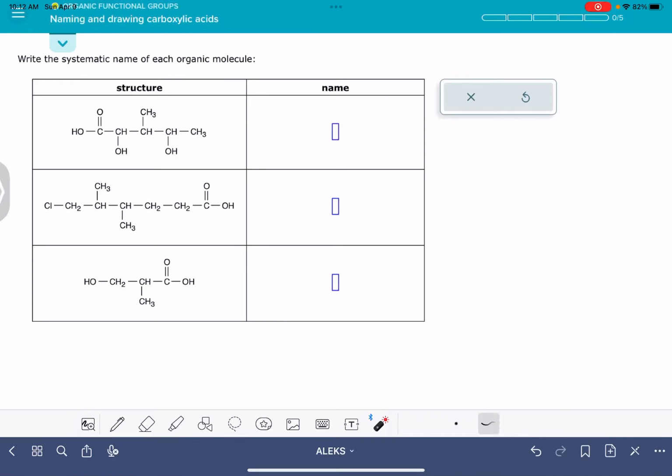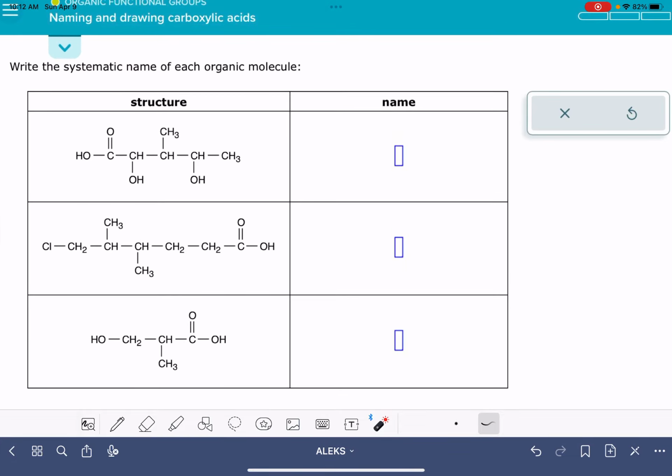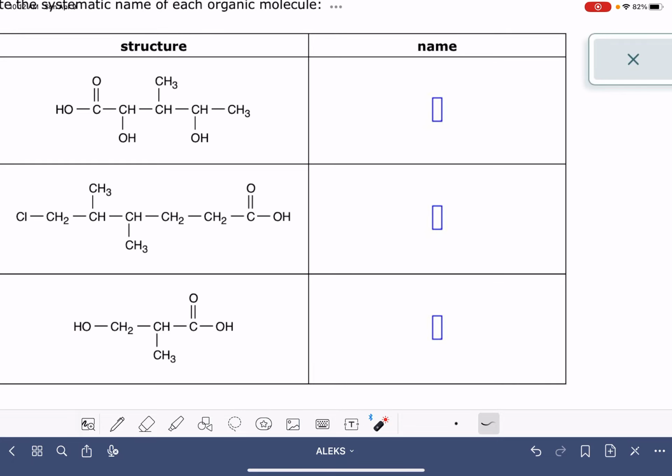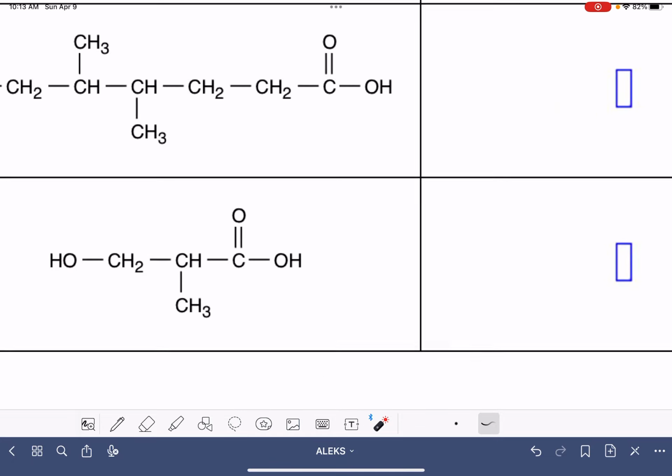In this video, we're going to work on the ALEKS problem called naming and drawing carboxylic acids. There are two versions of this problem. This is one version. We have 3 molecules and we're being asked to come up with the name for each one of them. The other version of this problem will give you the name of a molecule and ask you to draw it. Let's do this one first. I think that one might be the easiest.